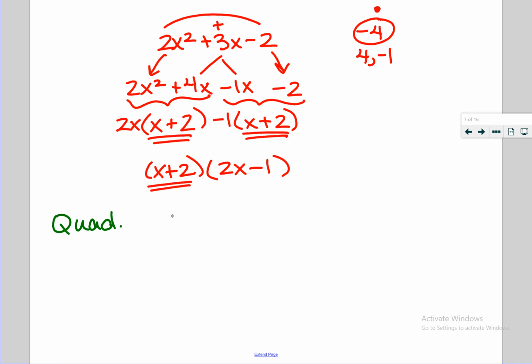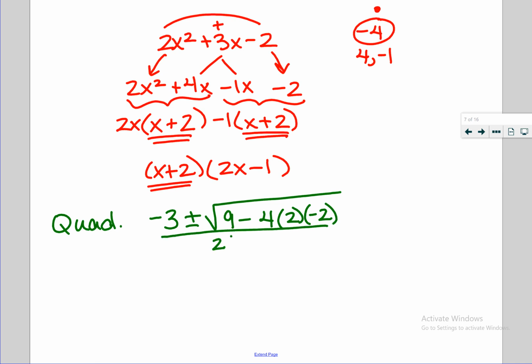So if I use the quadratic formula, it should look like the following. Opposite of b is -3, plus or minus the square root. b squared is 9. Should always be a positive number there. -4 times my a value, 2, times my c value, -2. All over 2 times a, 2 times 2. So a is the number in front of the x squared, b is the number in front of the x, c is the number by itself.